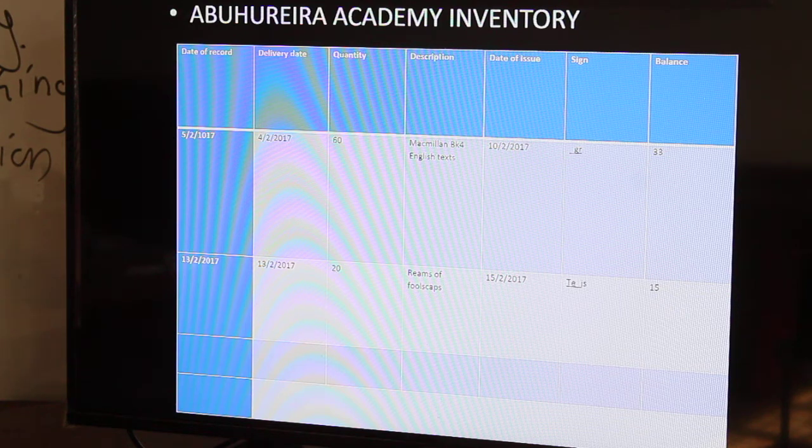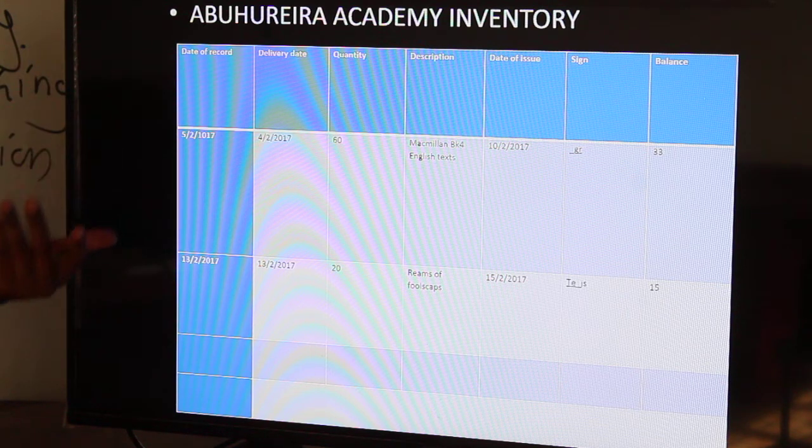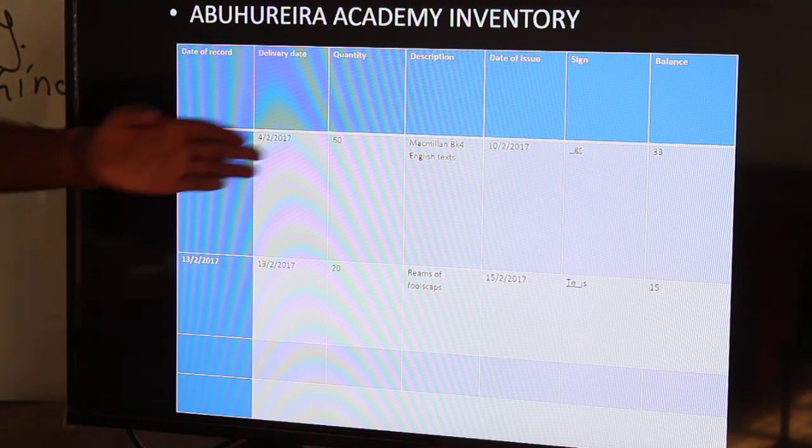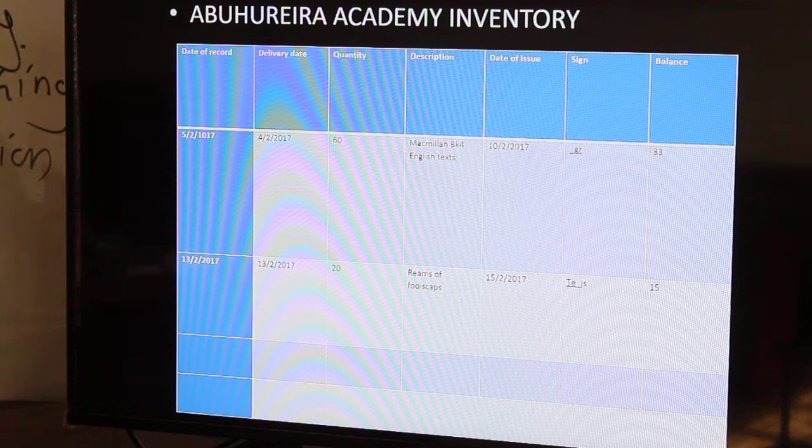Then we have the delivery date, which was on 13th of February 2017. We had 20 reams of foolscap. And the date of issue was on 15th February 2017. Then we have the sign of who issued them. Then how many were issued? Probably 5. That's why we have a balance of 15.